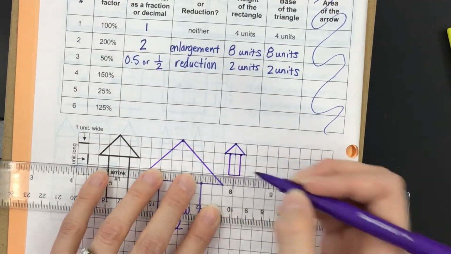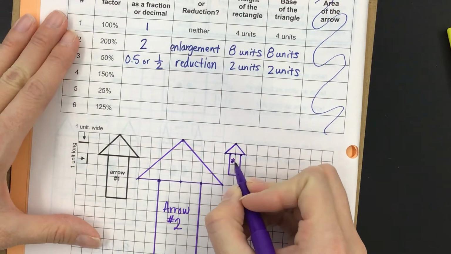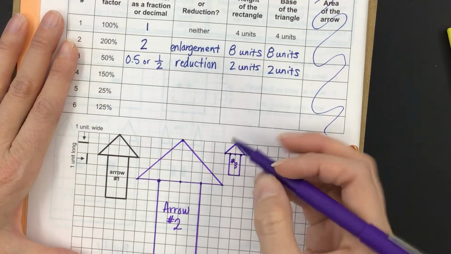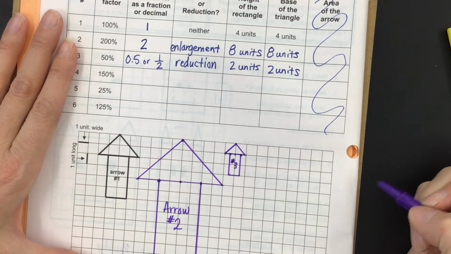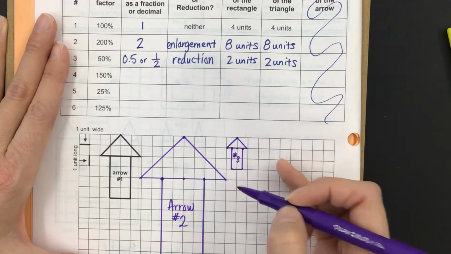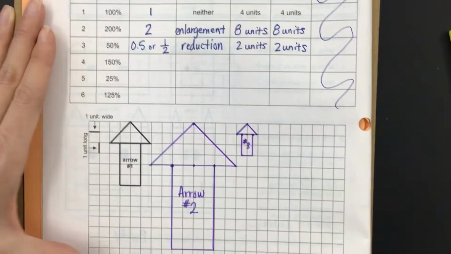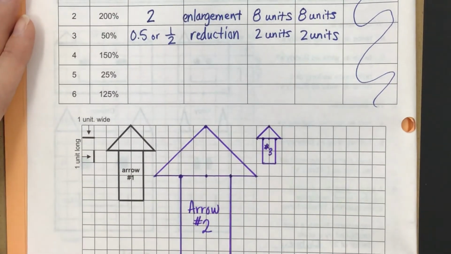Okay, there you go. This is what it should look like. The rectangle's 2 units by 1 unit. Your triangle has a base of 2, height of 1. And sometimes you're not going to be right on those grid lines. Sometimes you have to go between them because your arrow is so small.